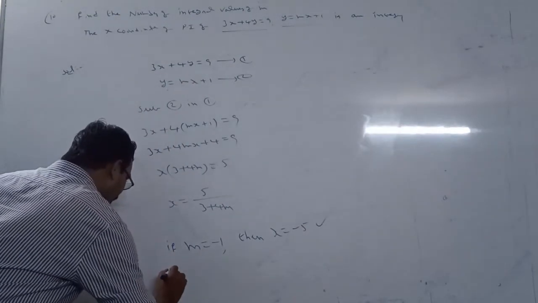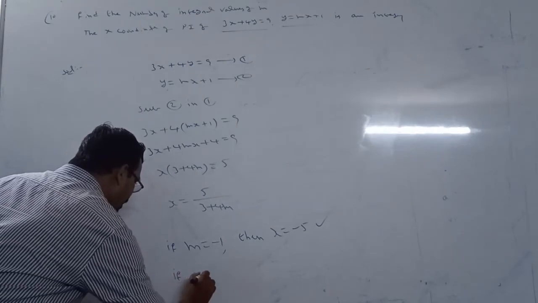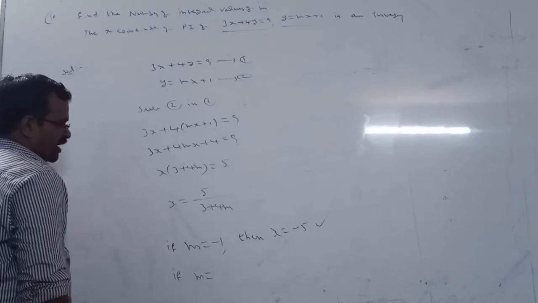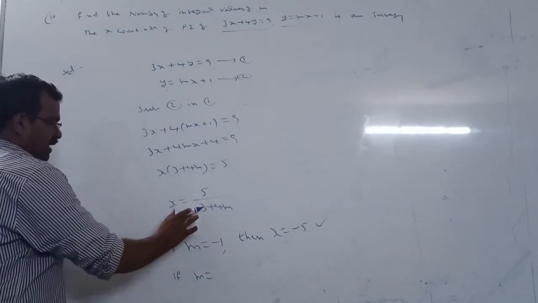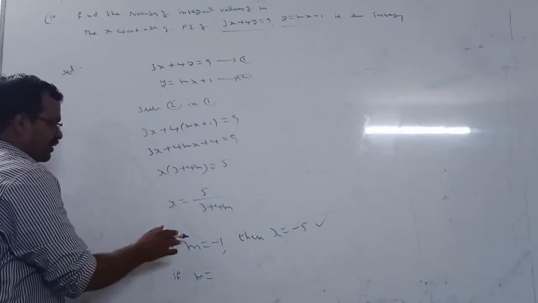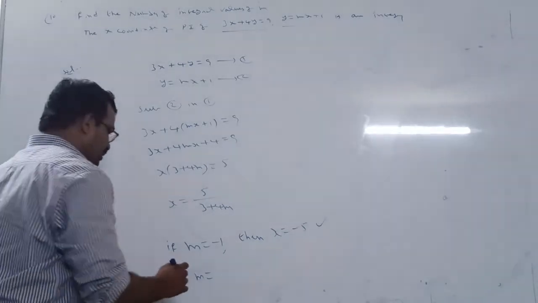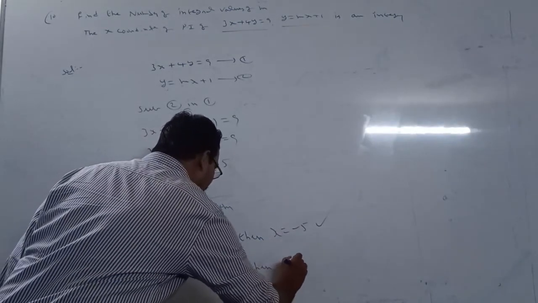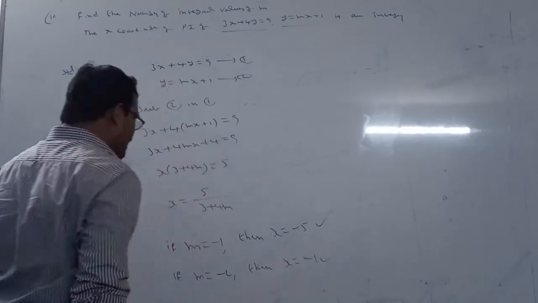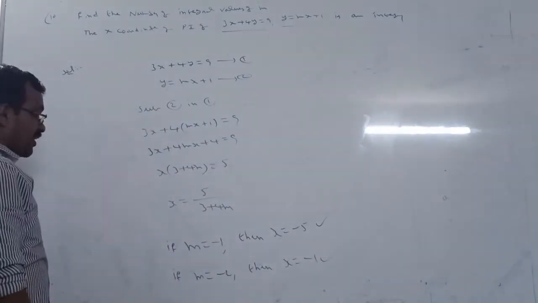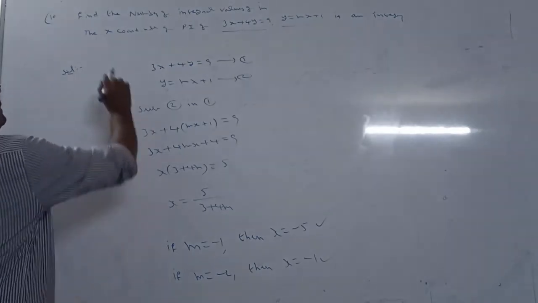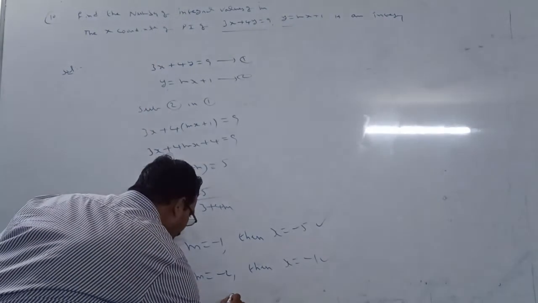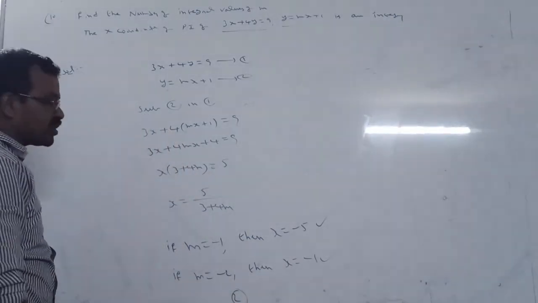Next, if m equal to minus 2, we can check it. 4 into minus 2 is minus 8. Minus 8 plus 3 is minus 5. 5 by minus 5 is minus 1. So m equal to minus 2, then x equal to minus 1. This is also an integer. Therefore, the number of integral values of m is 2.